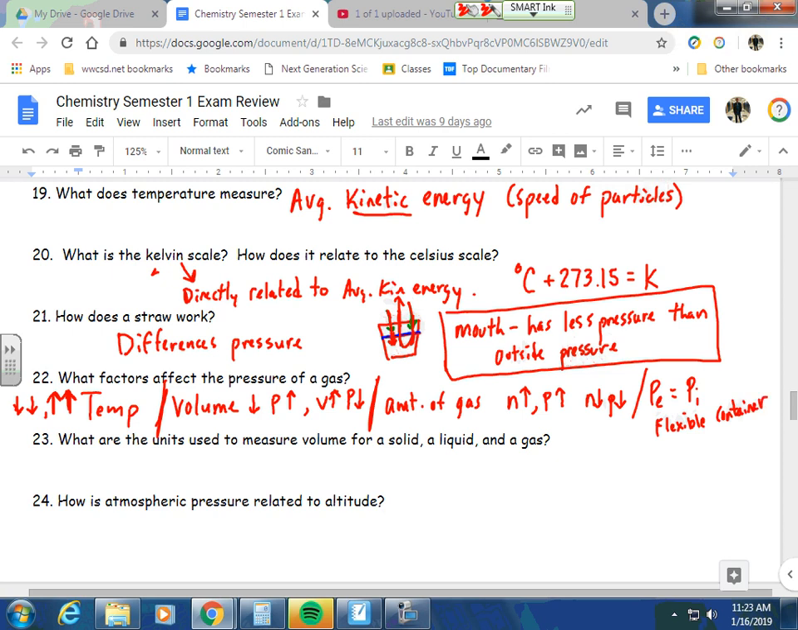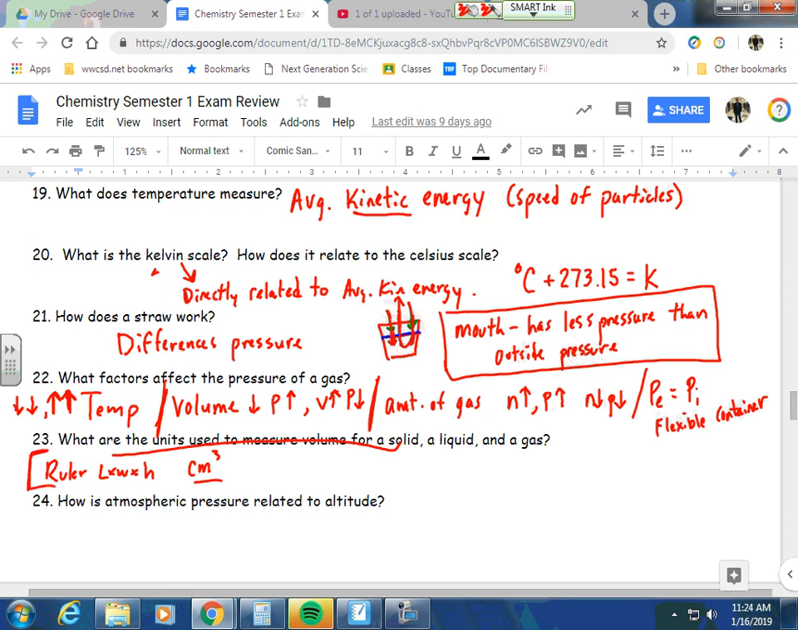Okay, what are the units used to measure volume for a solid, a liquid, and a gas? Okay, so solid. We might measure with a ruler 3 different sides, like I said. Length times width times height. If we've got a regular solid, a regular shape like a cube or a rectangular solid, we can take an easy length times width times height measured in centimeters, we're going to end up with centimeters cubed. Now sometimes we get a solid that's weird shaped, doesn't have an easy length, width, and height to measure. In that case, we'll use displacement and put it in a graduated cylinder.